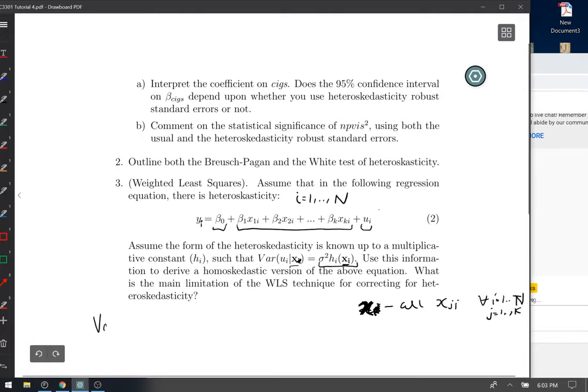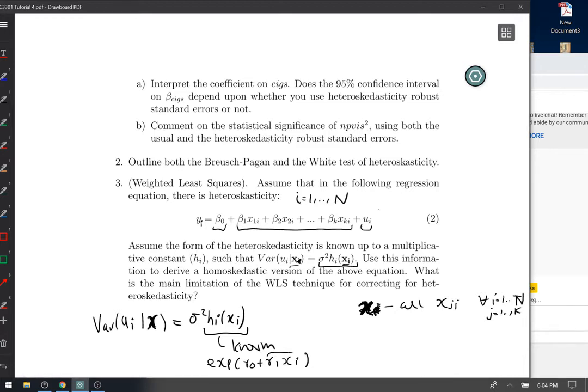So this just says the variance of u_i, the disturbance of person i, given all the personal characteristics in the sample, is equal to a constant times some function of the characteristics of person i. That's all that's saying. This is assuming that this is known to us. For example, it might be the exponential of some linear function of all the x's here. That's an example, and it could be anything. But the point is, in this example they're assuming it's known. So this h function is known.